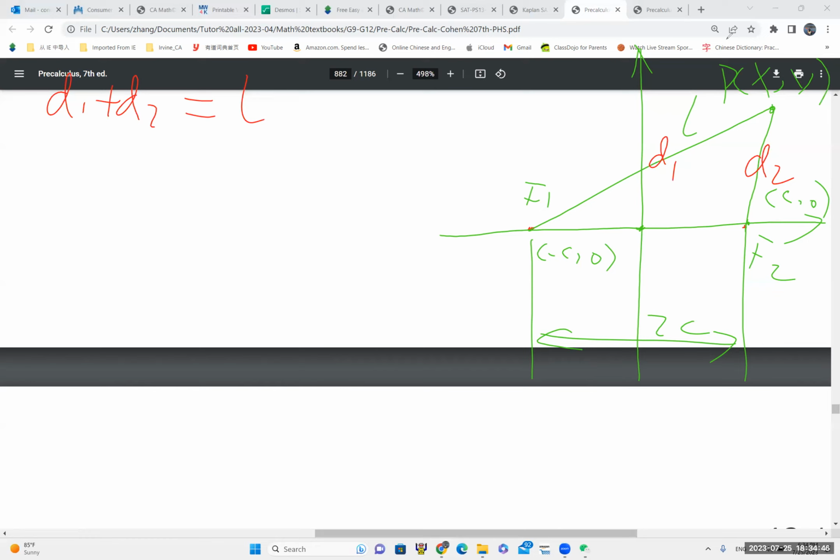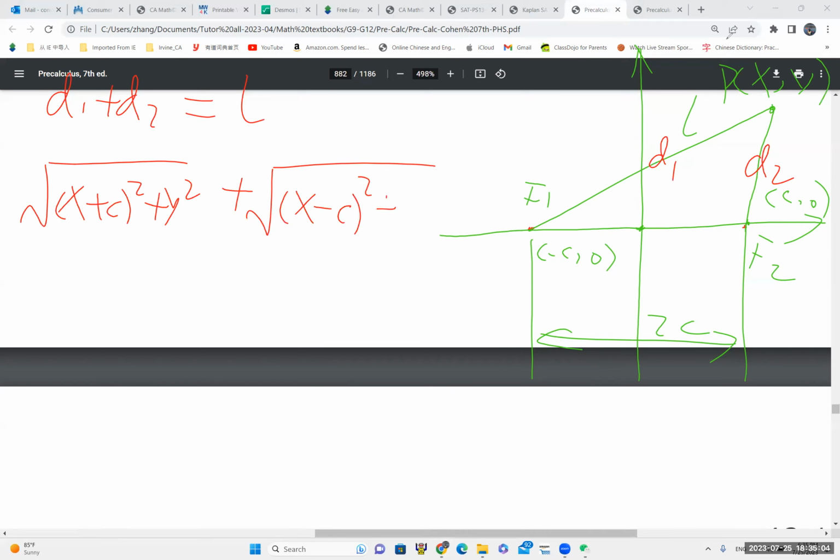Now how to get d1? It's the square root of (x minus negative c, meaning x plus c) squared plus y squared, plus the square root of (x minus c) squared plus y squared, equal to L. If we simplify this, you get the equation of the ellipse. Anyway, maybe we have this content in the textbook. Let's quickly go through it.